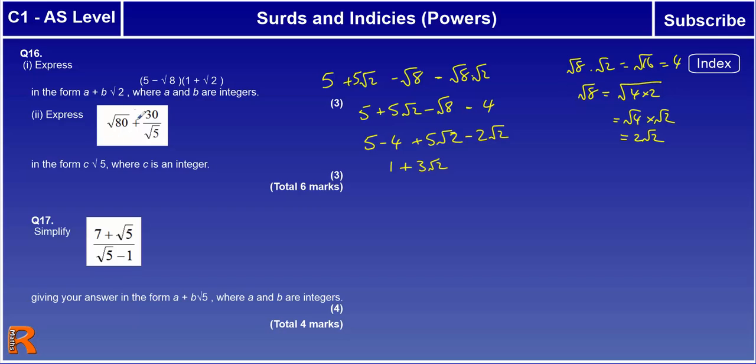And now the second, express this in the form c root 5. So root 80 plus 30 over root 5. To combine that, first of all, let's look at root 80. If it ends in 0, it's probably a multiple of 5, so how many 5s in 80? That's 16. So that's going to be the square root of 16, which is 4 times root 5.